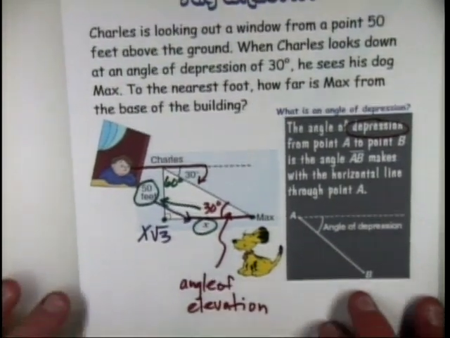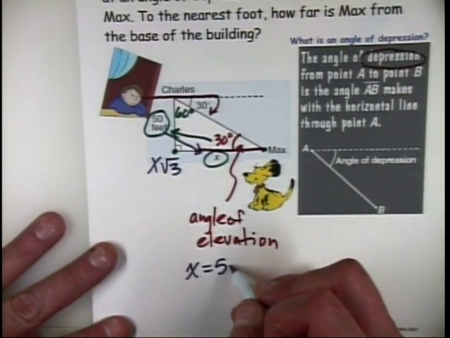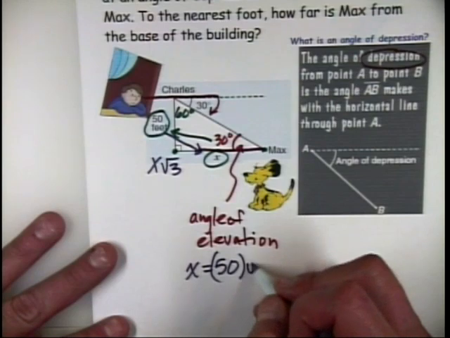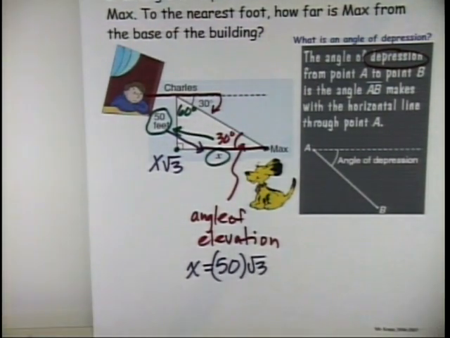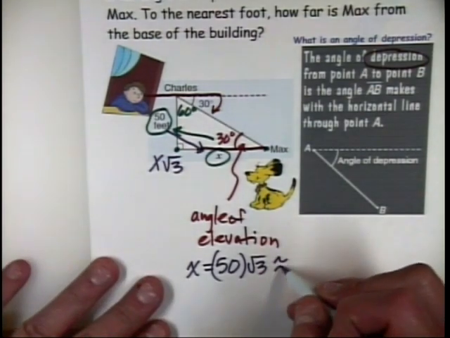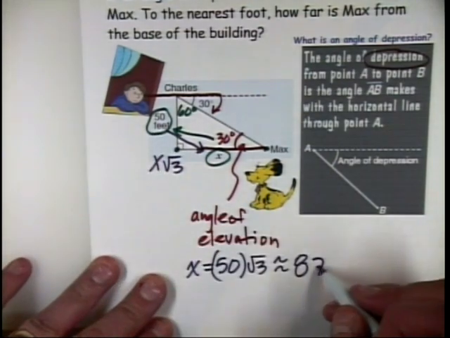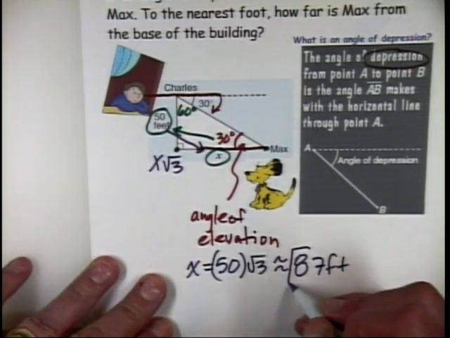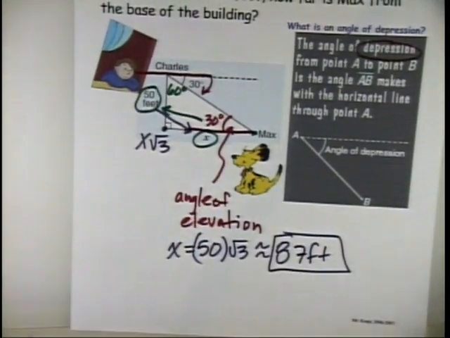So once we know that, the problem's pretty easy. We know that x then is equal to the length of that side, 50, times the square root of 3, which if you work that out on the calculator, comes out to be approximately 87, I believe. And we need to put our units here, feet, so this is going to be feet away. So Max, the dog, is about 87 feet away from the base of the window. So come on, Max.